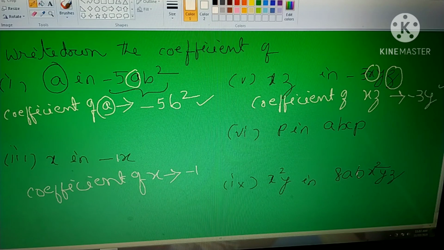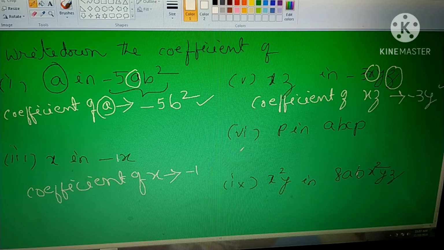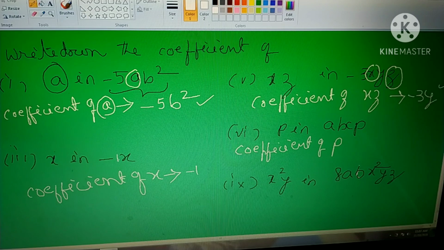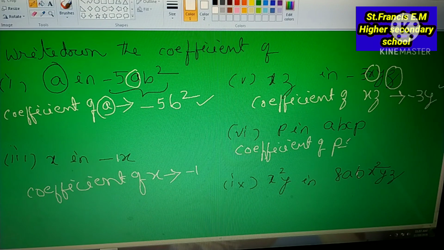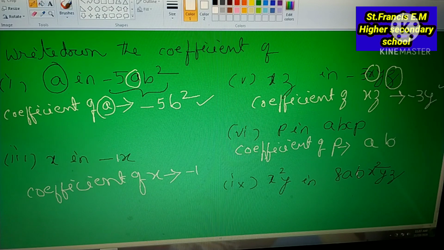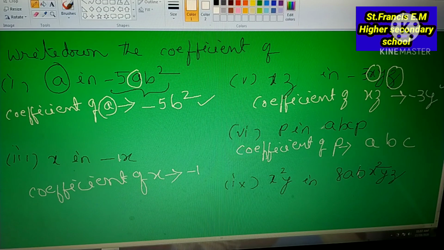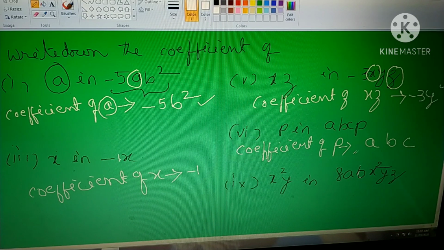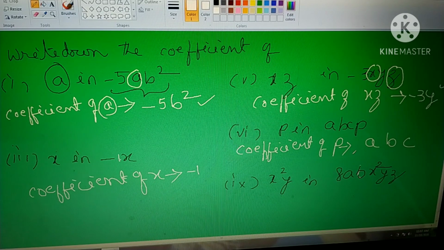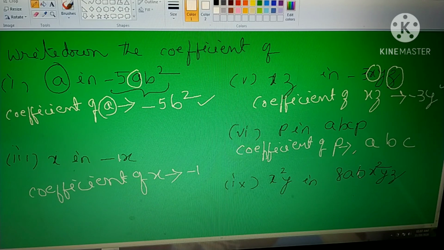Okay. Now see the next problem, coefficient of p in abcp. Coefficient of p means what? Leave that p and write down the remaining factors here: a, b, c. I am not mentioning any sign here because we have plus only. So you can understand this as plus. But if they have given minus, you clearly mention that.